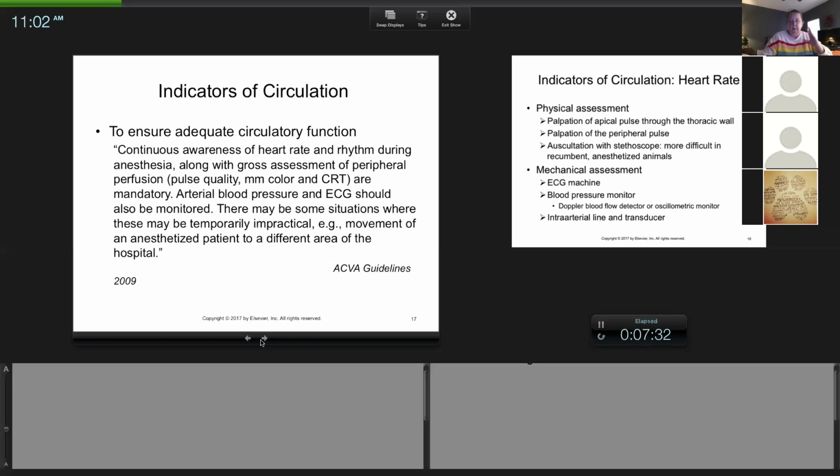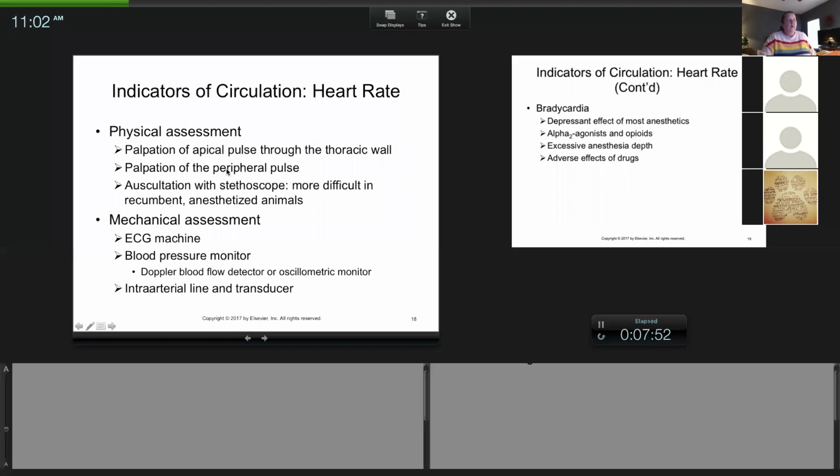So first, if we talk about circulation, which is super important, it's your constant awareness of your heart rate and rhythm, looking at your perfusion, looking at ECG and blood pressure, and assessing that the whole time. Now, if I ask how do I assess circulation, well, the first thing you want to look at is heart rate.